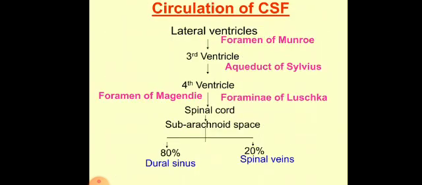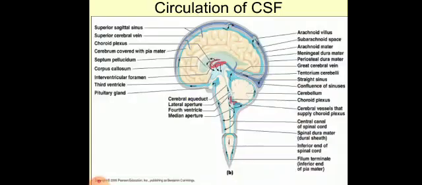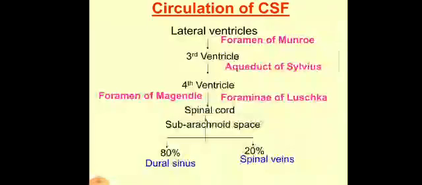Now let's look at the circulation. So you now know the site of formation of cerebrospinal fluid and the site of absorption. I think I haven't mentioned the site of absorption. To make a mention, the CSF is basically absorbed via the arachnoid villi into the dural sinuses and also the spinal veins.